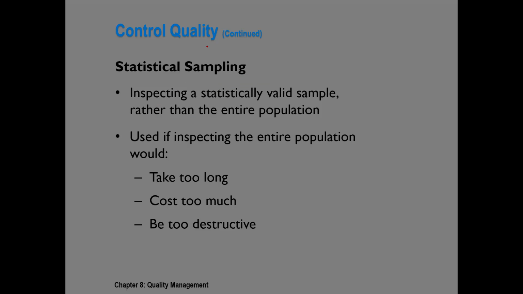Statistical sampling, we already talked about it. Instead of doing the test of the entire population, we choose samples, but it should be a valid sample. It could be done when the whole population testing takes too long, or is too expensive, or could be too destructive.